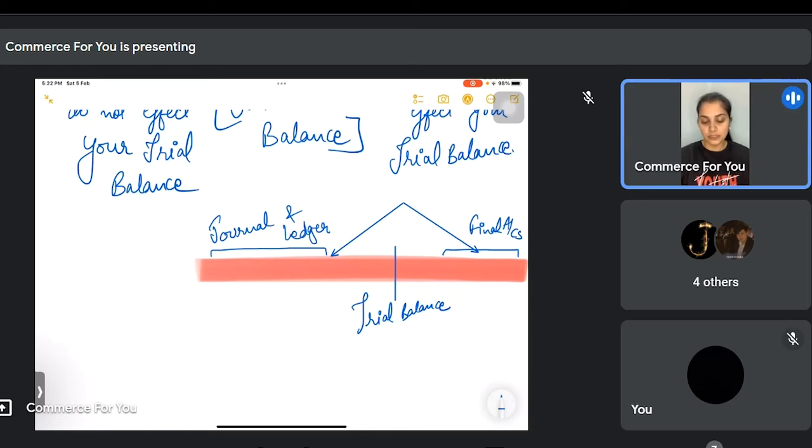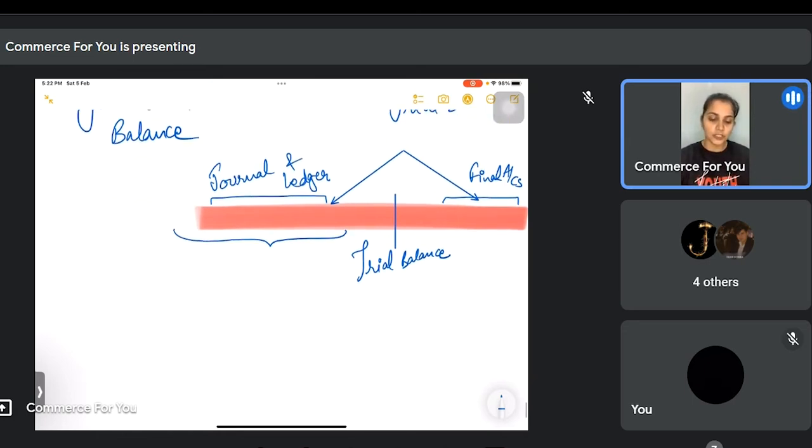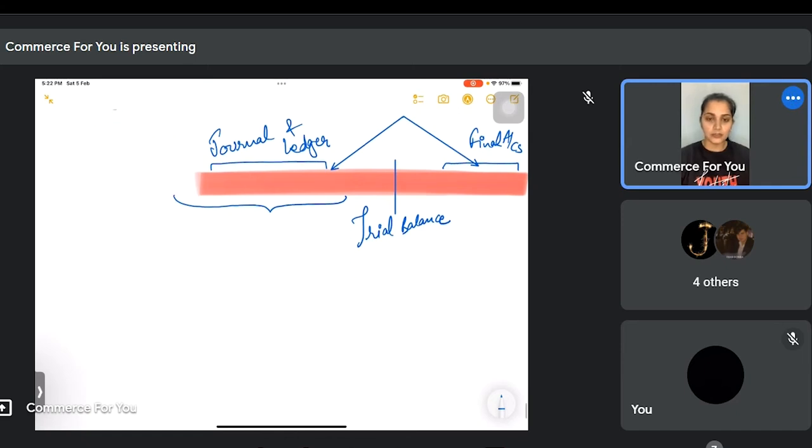So if you have identified an error before preparing your trial balance, or before closing your books of accounts, or without opening your suspense account, if something like that is written, that means you need to adjust it through a normal entry in statement form, or you are going to prepare an extract of ledger. So again, it can be rectified using two methods: statement form or extract of ledger.